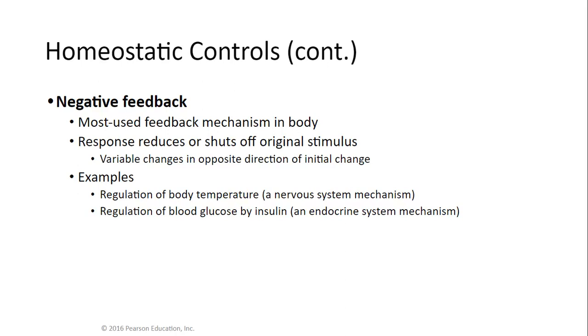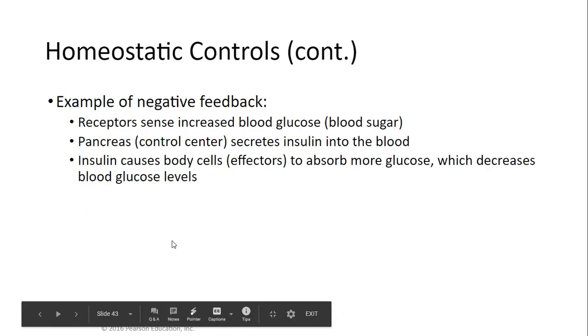All right, so again, examples of negative feedback: receptors sense an increase in blood sugar, which is glucose. Then the pancreas is going to secrete insulin, okay? And then the insulin causes cells in your body to take in more glucose, so it's going to get the glucose out of the blood. It's going to take glucose out of the blood into the cells, which decreases the blood glucose levels, okay?